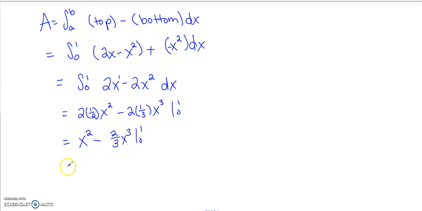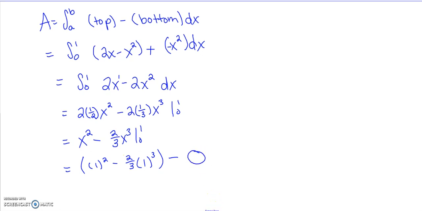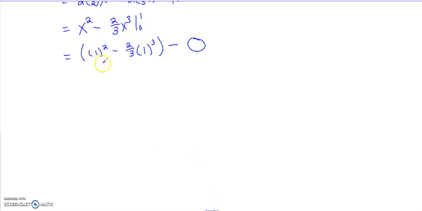Now it's the top minus the bottom. So plug 1 in. So 1 squared minus 2/3 times 1 cubed minus, and if I plug 0 into both of these, we get a big old fat 0. Okay, so 1 squared is 1, and all this goes to 2/3. In order for me to add, I must have a common denominator. And my final answer is 1/3.